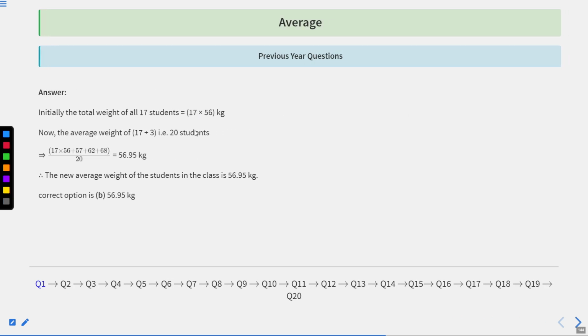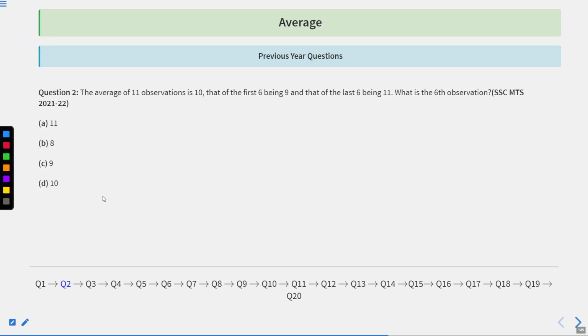So let us have a look over the solution. Initially, the total weight of all 17 students is equal to 17 times 56. So now the average weight of 17 plus 3, that is 20 students, is (17 times 56 plus 57 plus 62 plus 68) upon 20, that will be 56.95. Therefore, the new average weight of students in the class is 56.95. So the correct option here will be option number B.